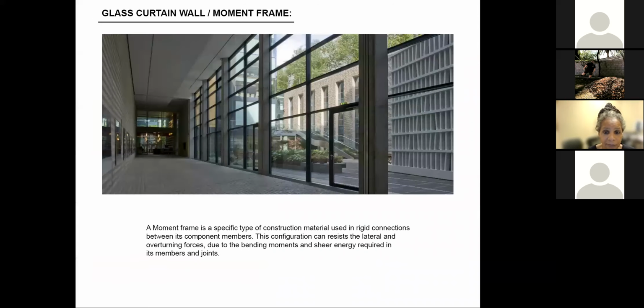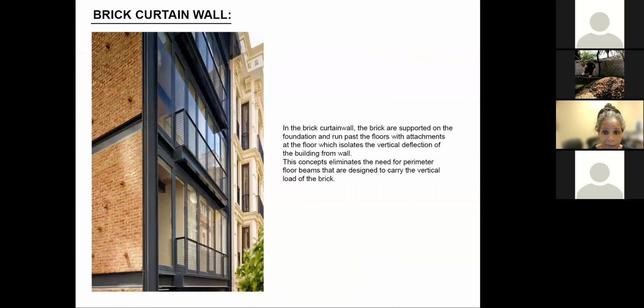The second material is the glass curtain wall, also known as moment frame. Basically, a moment frame is a specific type of construction used for rigid connections between its component members. The third one is the brick curtain wall. In the brick curtain wall, the bricks are supported on the foundation and run past the floors, with attachments at the floor, which isolates the vertical deflection of the building from the wall. This concept eliminates the need for perimeter floor beams that are designed to carry the vertical load of the brick.